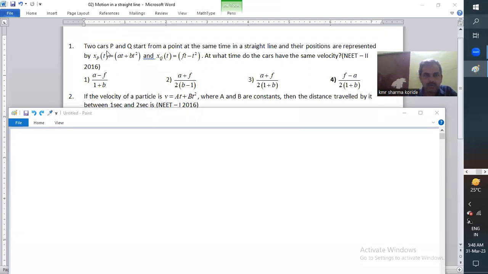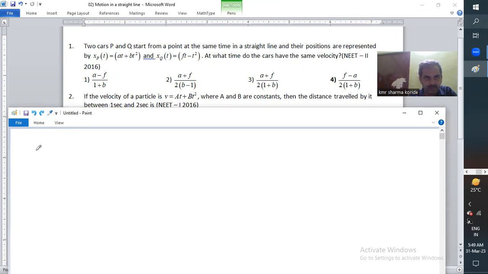First question is, two cars P and Q start from a point at the same time in a straight line and their positions are represented by position of P, x_P(t) at any time t is equal to at plus bt square, and position of Q, x_Q(t) at any time t, equal to ft minus t square. At what time do the cars have the same velocity? So therefore, if you differentiate the two expressions separately, you'll get the answer. And differentiate and equate them.